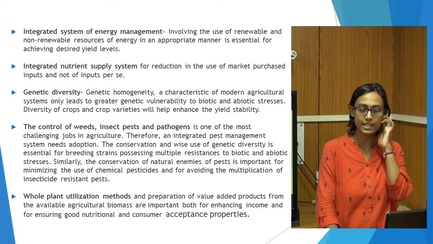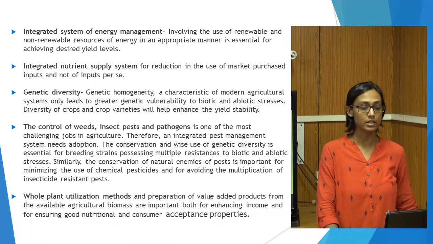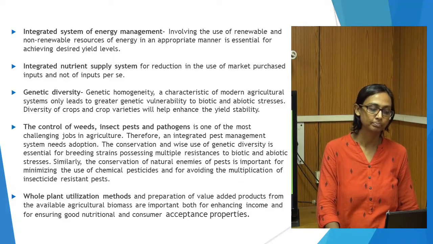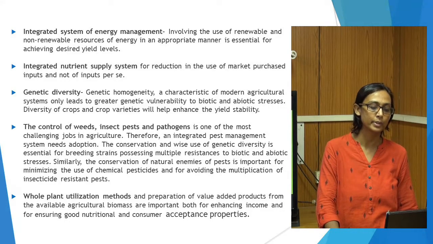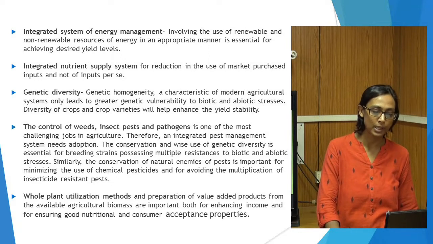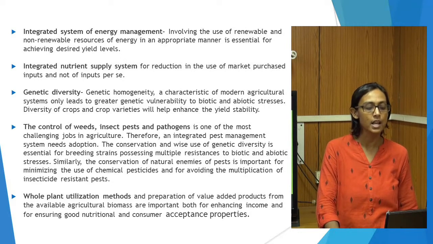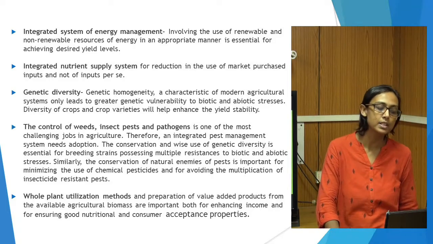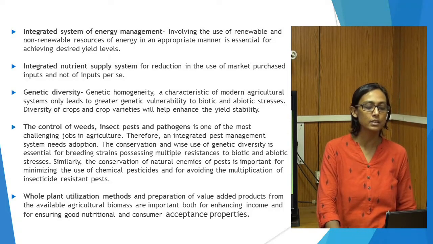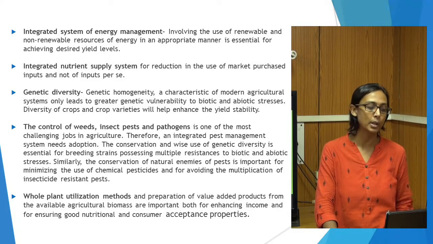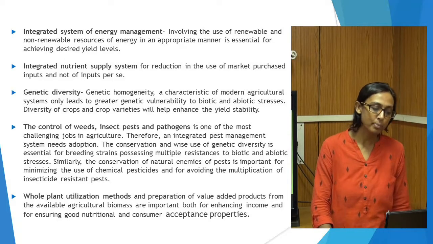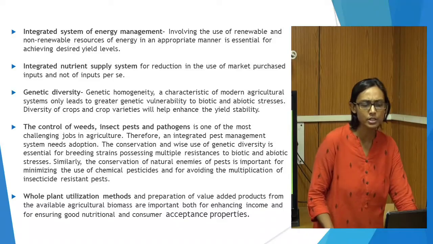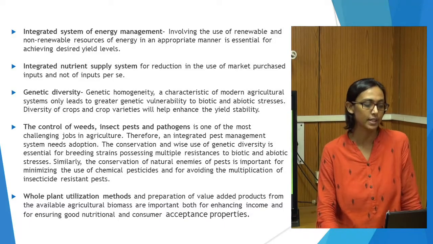The control of weeds, insect pests and pathogens is one of the most challenging jobs in agriculture. Therefore, an integrated pest management system needs adoption. The conservation and wise use of genetic diversity is essential for breeding strains possessing multiple resistance to biotic and abiotic stresses. Similarly, the conservation of natural enemies of pests is important for minimizing the use of chemical pesticides and for avoiding the multiplication of insecticide-resistant pests, which develop after continuous use of a certain insecticide or pesticide.